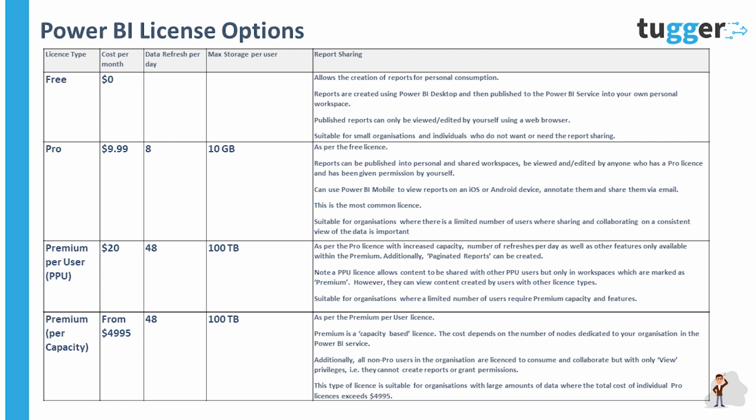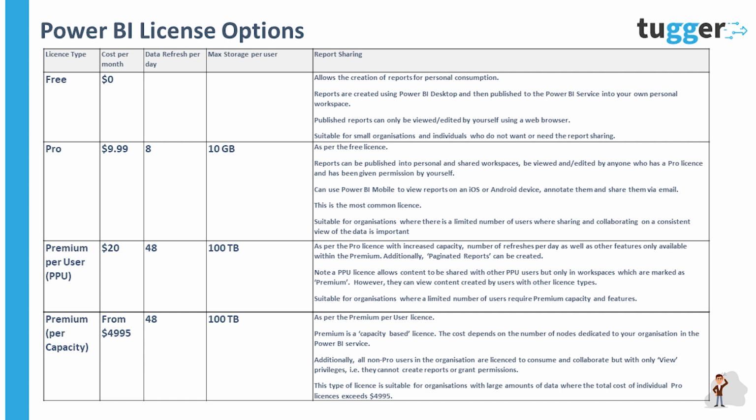Premium per capacity or PPC is from $4,995 with 48 refreshes a day and 100 TB of storage per user. As per the PPU license, PPC is a capacity-based license. The cost depends on the number of nodes dedicated to your organisation in the Power BI service.